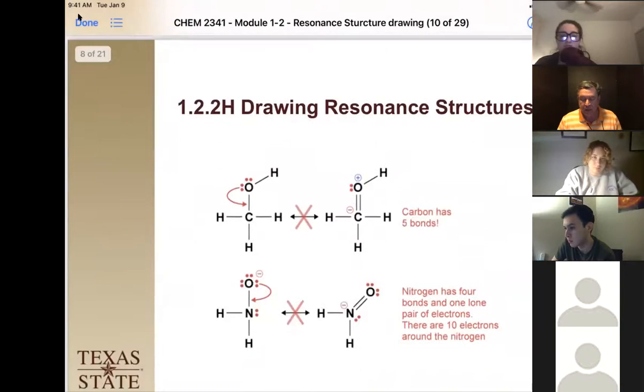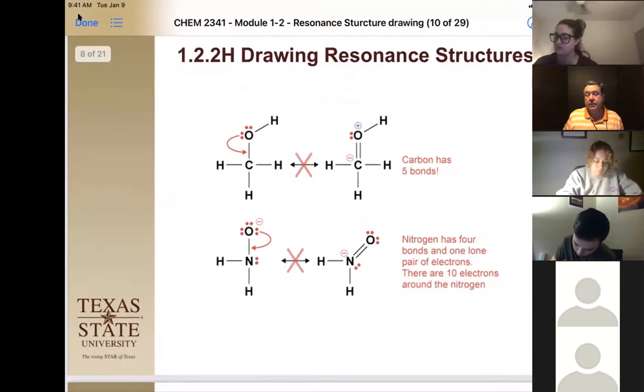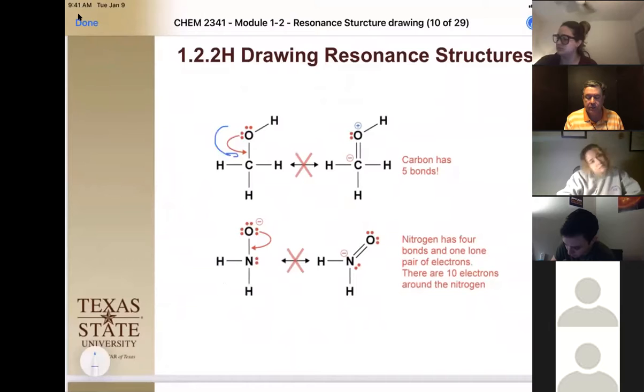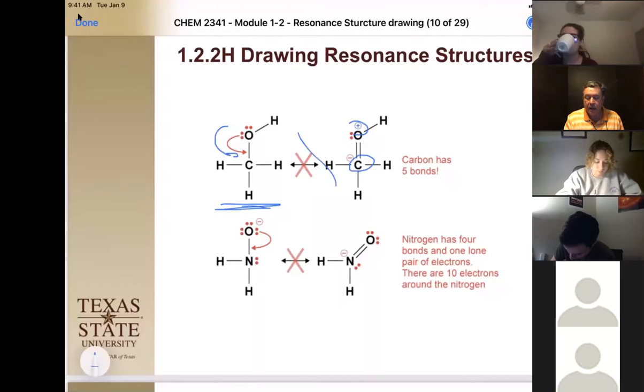Okay. So because of our rule about the octet rule, we can also never have 5 bonds to carbon. Okay. So that means we cannot draw a resonance structure where the lone pair of the oxygen comes down here and gives us charge separation. It breaks 2 rules. It has more than 4 bonds to carbon, and it has a different charge than the starting material. So that means this cannot be a resonance structure. The charge changed, and we have too many bonds to carbon.